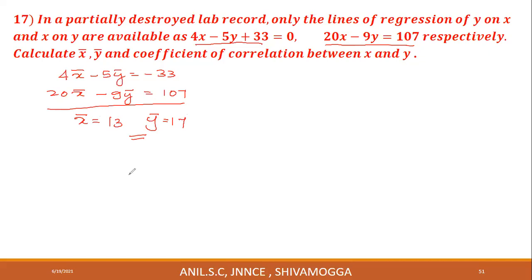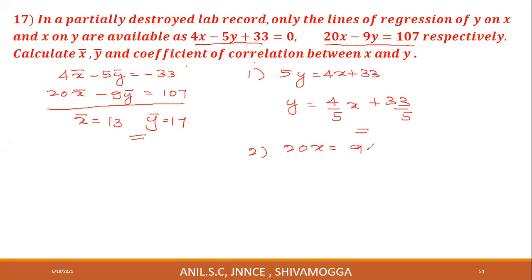Next, R is to be determined. Calculate the coefficient of correlation. Therefore, the first line of regression is 5y is equal to 4x plus 33. Therefore, y is equal to 4 by 5 x plus 33 by 5. This is one regression line. And the second regression line is this one. 20x is equal to 9y plus 107. Therefore, x is equal to 9 divided by 20 into y plus 107 by 20. This is the second regression line.